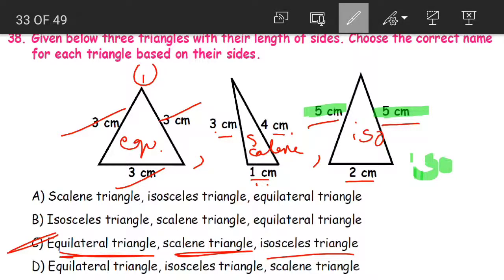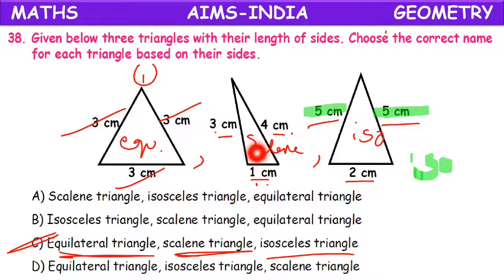With this, we've come to the end of today's class. I hope today's class was clear. We learned something new today. What was it? It is the types of triangle depending on the lengths of their sides. They are divided into three types: equilateral, scalene and isosceles.